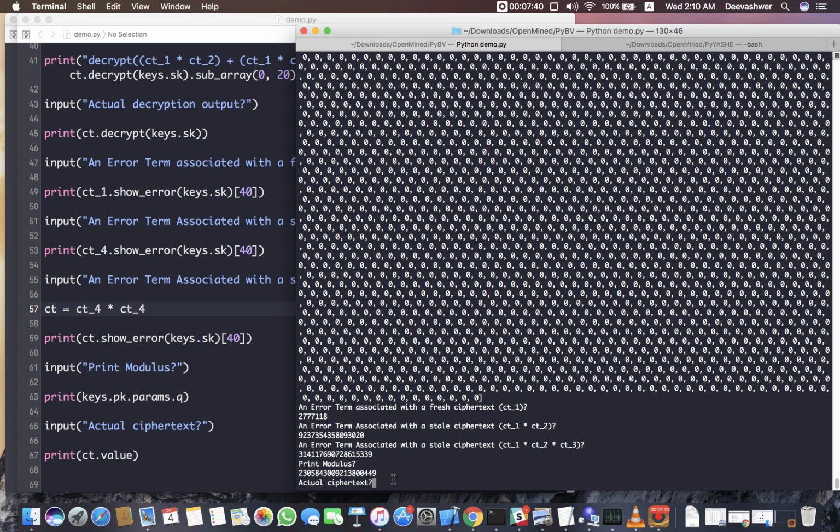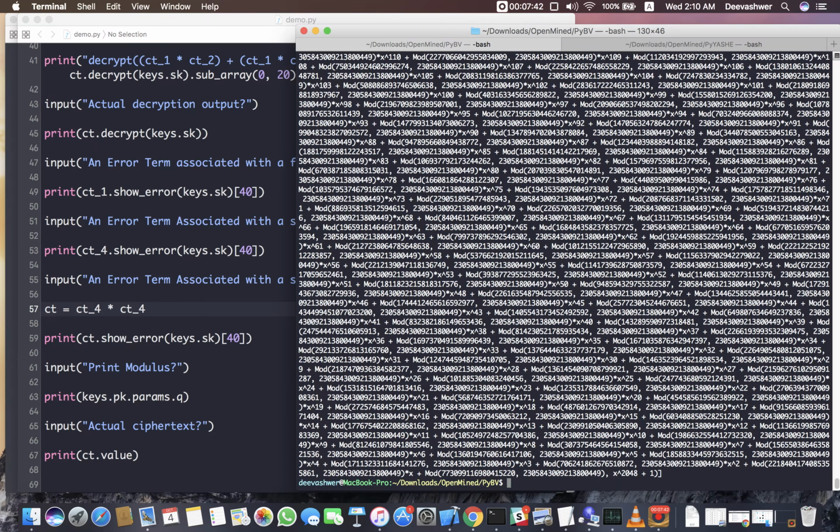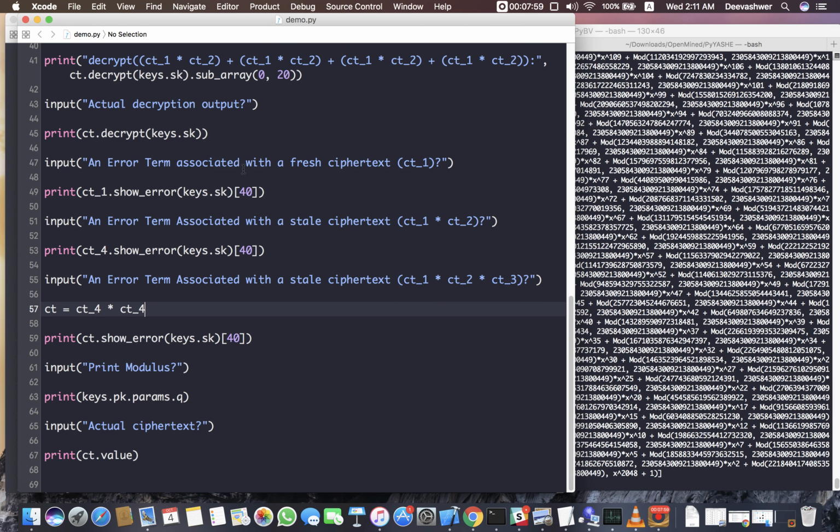Let's see what the actual ciphertext looks like. It's a polynomial of degree 2047, and each coefficient is bounded by q, our modulus q, and that is exactly what I said. So that's it for the PyBV demo. Let's get to the PyYASHE demo.